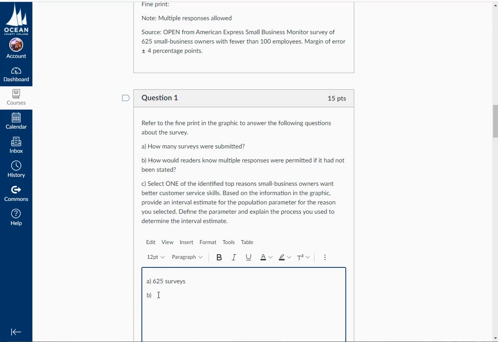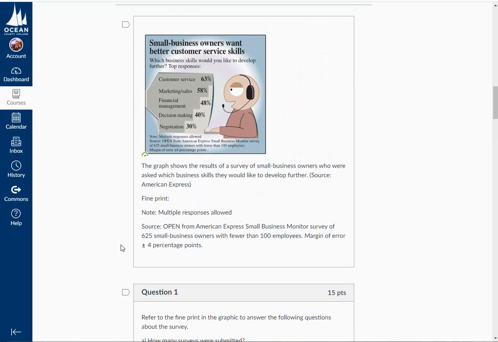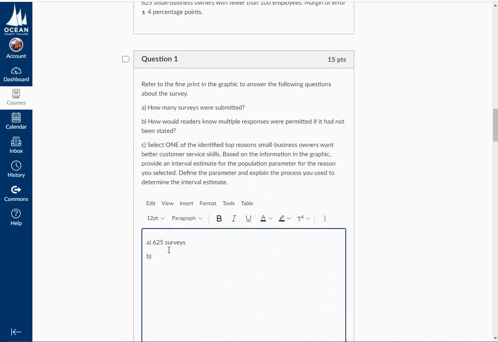How would readers know multiple responses were permitted if it had not been stated? If you look back here, if you could only select one of these options, all the percentages would sum up to 100%. And you see here they don't. So, since the percentages sum to more than 100%, multiple answers were allowed. And you can obviously edit this so that you have your own verbiage here.